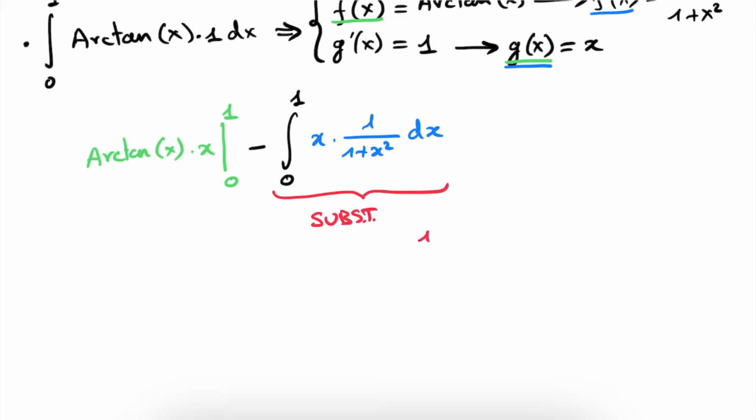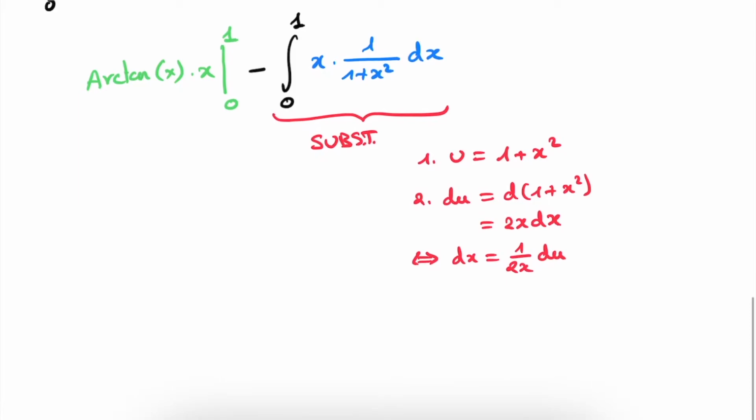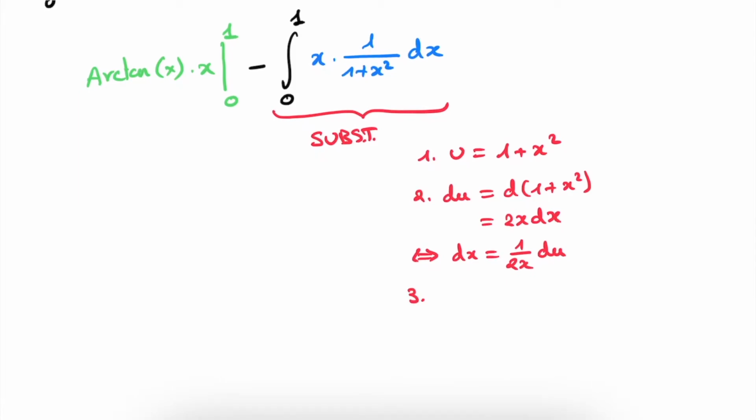In this case, the first step is to define the substitution parameter, in this case 1 plus x squared. In the second step, we take the differential of both sides of the equality sign. So we have d of u is equal to d of 1 plus x squared, which is of course equal to 2x dx. And we can rewrite this to get it as a function of dx, which is equal to 1 over 2x du.